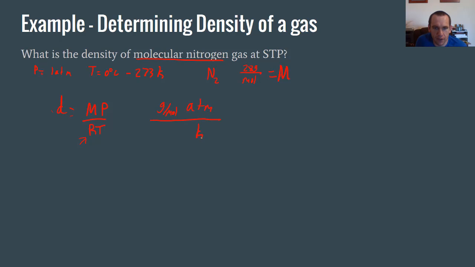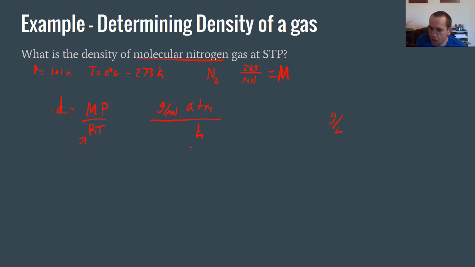Our temperature is in Kelvin. And we want our final unit of density to be mass over volume. Our mass is going to come from grams. Our volume is going to come from whatever volume we have in R, which is probably liters. So we're going to end up with grams per liter. And we want our atmospheres and our Kelvins to cancel out.